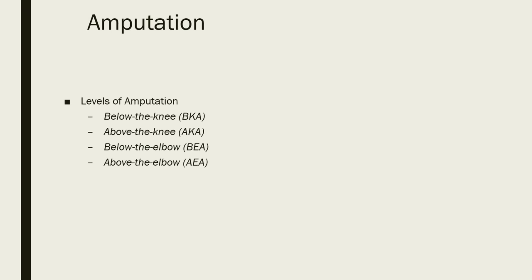Levels of amputations, how they're described. For the lower extremity, it's either below the knee or above the knee, and then on the upper extremities, it's either below the elbow or above the elbow. And these are the appropriate abbreviations that you'll see used for each.